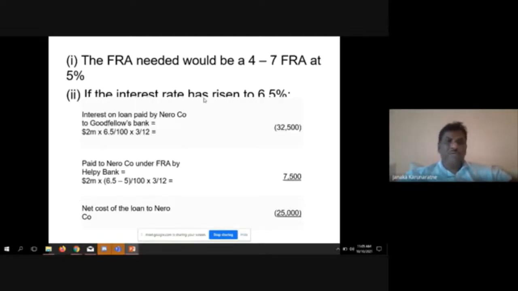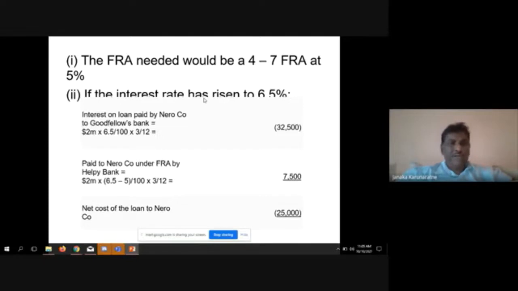Now, if the interest rate rises to 6.5%, the interest on the loan to be paid by Nero company is 2 million into 6.5% over 3 by 12, that is 3 months. A very simple calculation. So my interest cost would be 32,500.